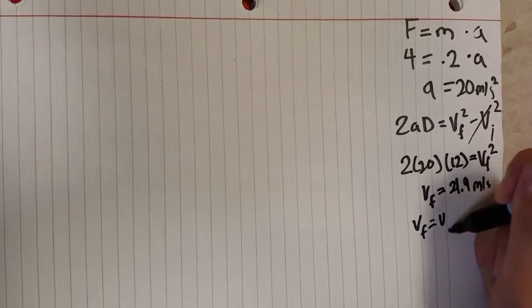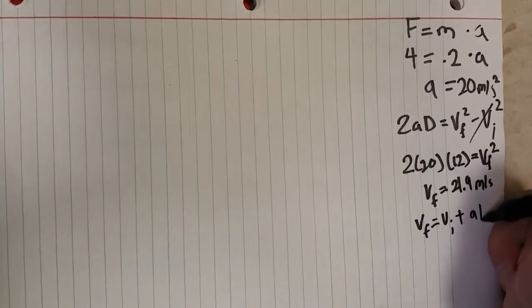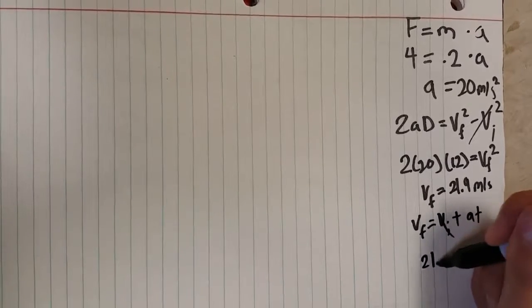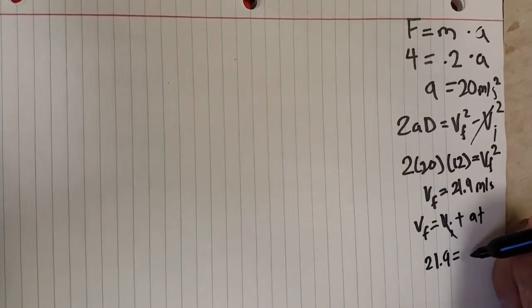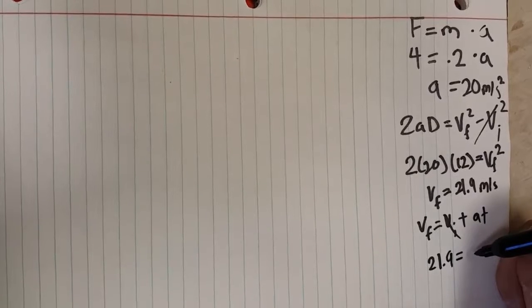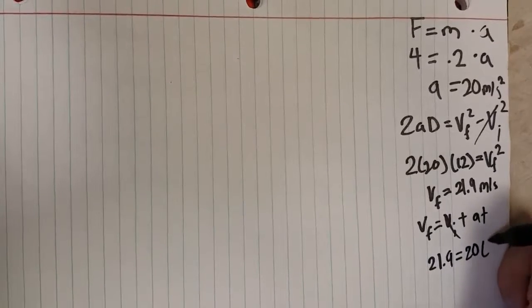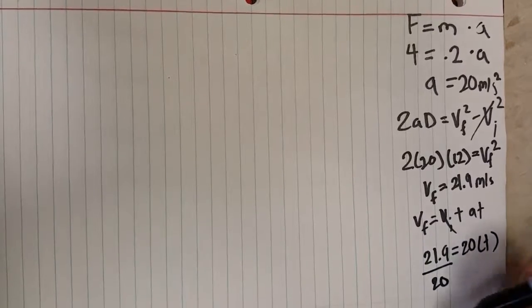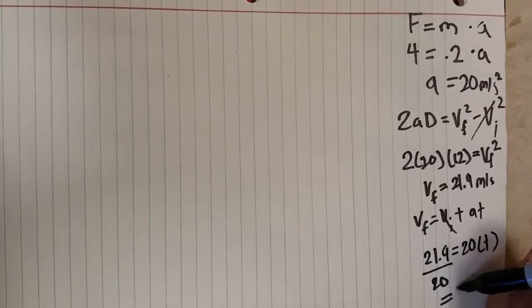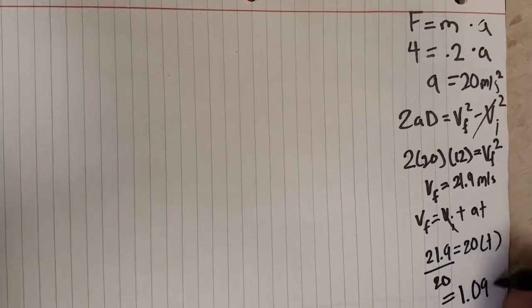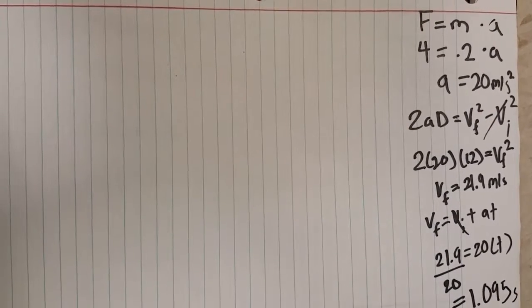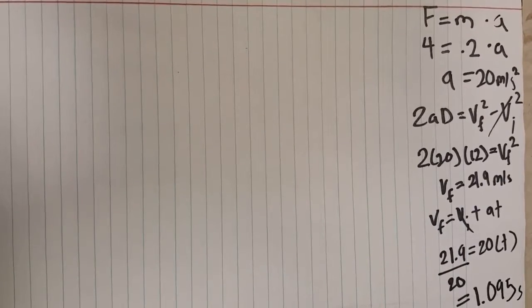From that, we can use another kinematic formula: VF is equal to VI plus AT. VI is still 0, so it still cancels out. 21.9 is equal to acceleration, which is 20, times t. And 21.9 over 20 is equal to 1.095 seconds. Now I'm going to pass it over to Allison to do part C.